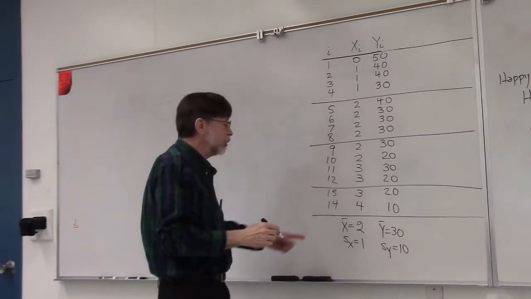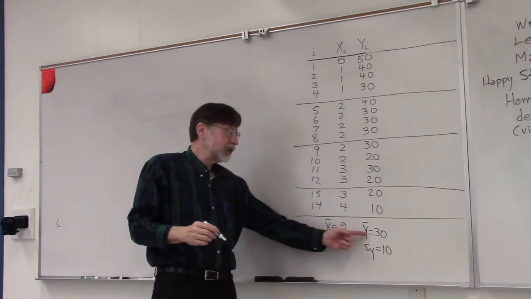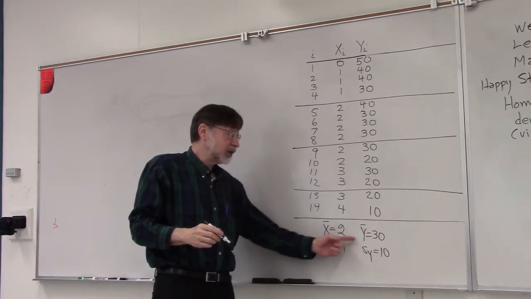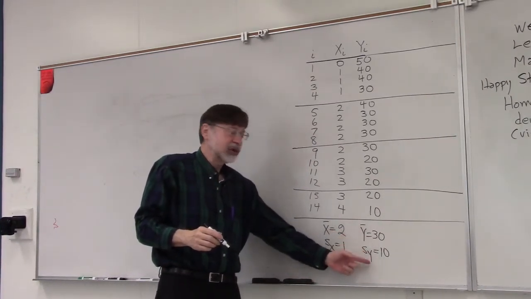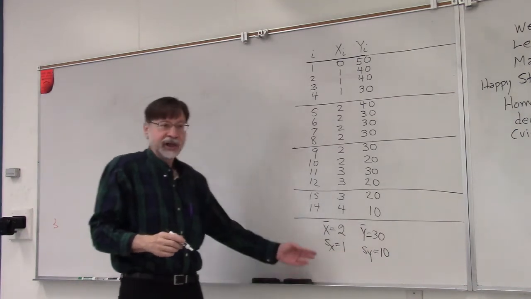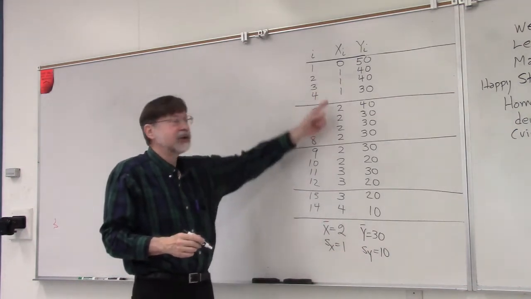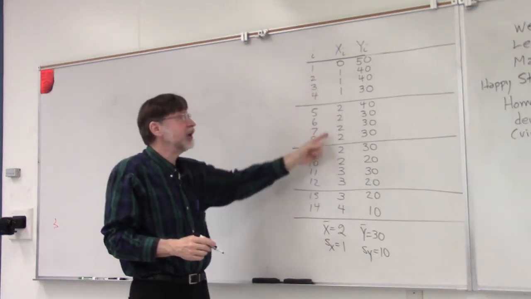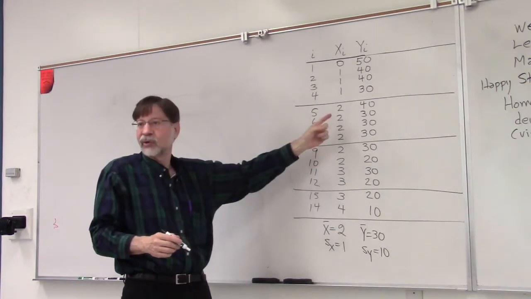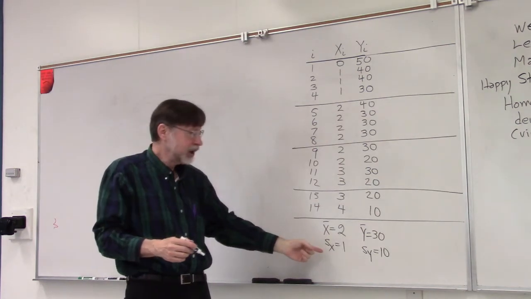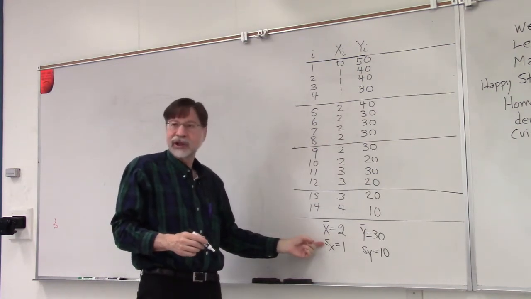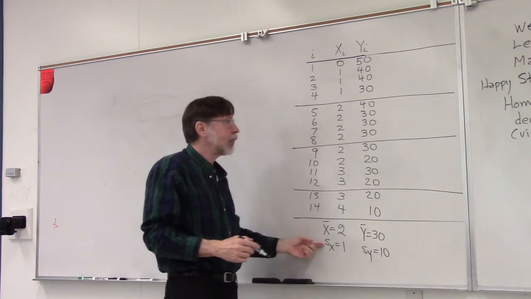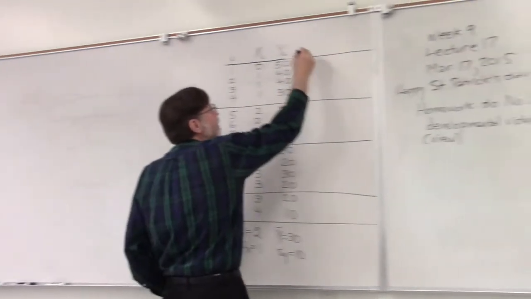So here's one where the mean of x was 2 and the standard deviation 1, and the mean of y was 30 and standard deviation 10. If you hadn't been given these, you know how to do that. You can find the mean by adding them all up and dividing by n. You can find the variance by subtracting the mean, squaring it, summing it up and dividing by n. You can find the standard deviation by taking the square root of that. And then we find the z-scores.